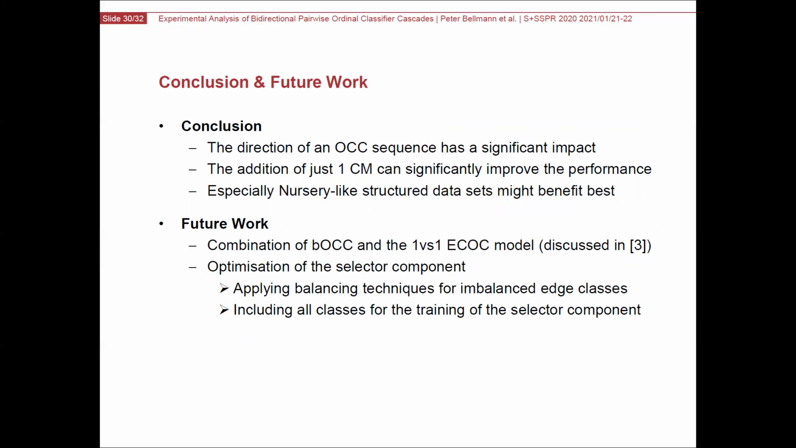For future analysis, we mainly aim at optimizing the selector component. For instance, one could apply some kind of balancing techniques in case of imbalanced edge classes. It might also be beneficial to include all available classes for the training of the selector component.